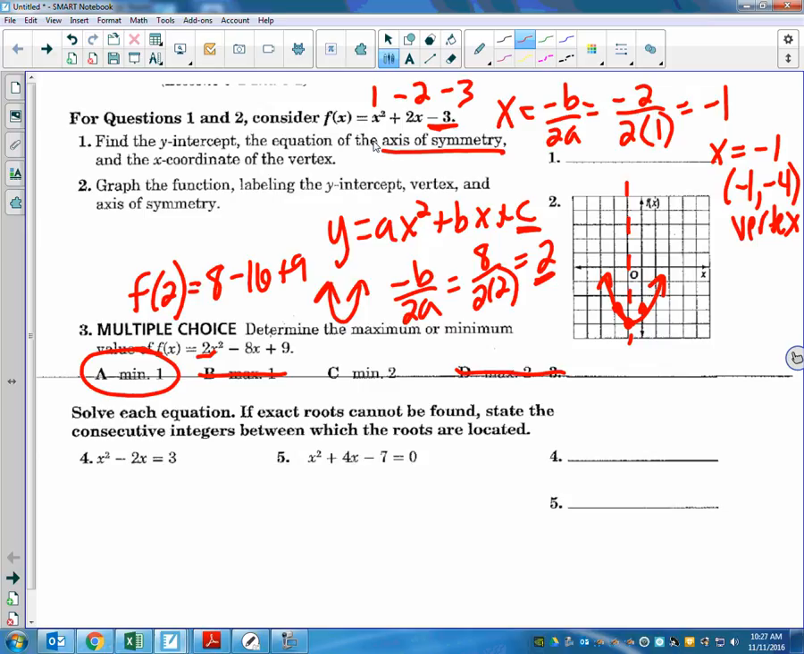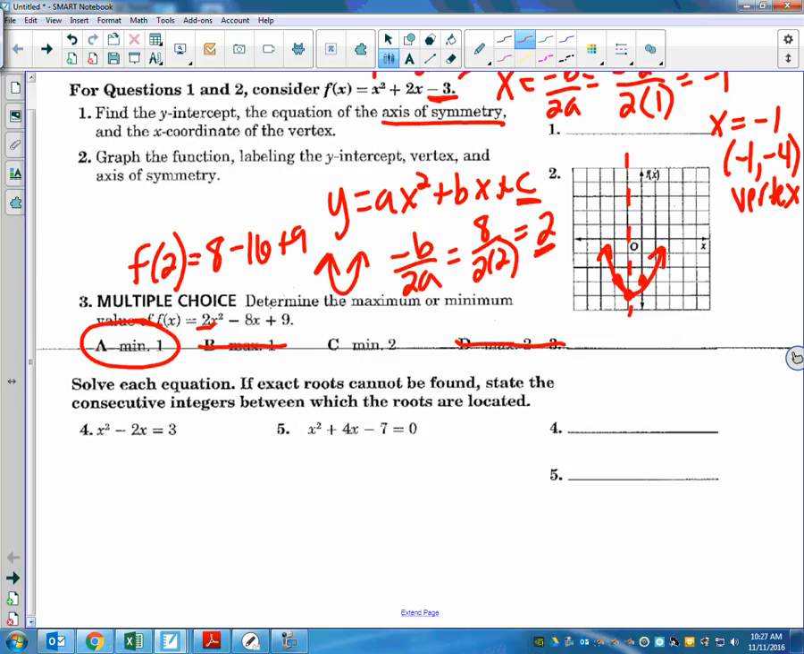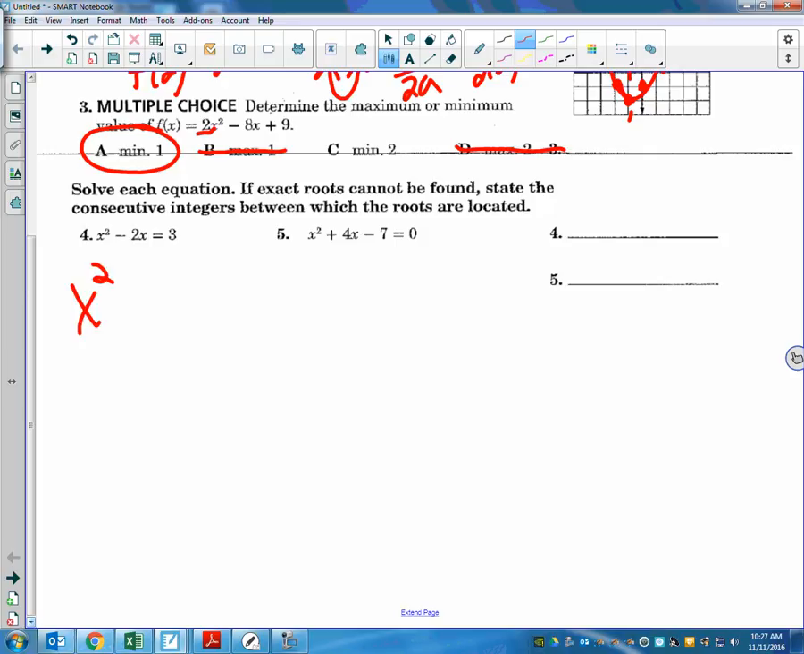So the first thing that I would do is I would set it equal to 0. So I would subtract the 3 over. Solving means finding those x-intercepts, those roots, those zeros. If it is factorable and you can factor it, you can find the zeros without having to make a graph, which is what I think I can do on this one.